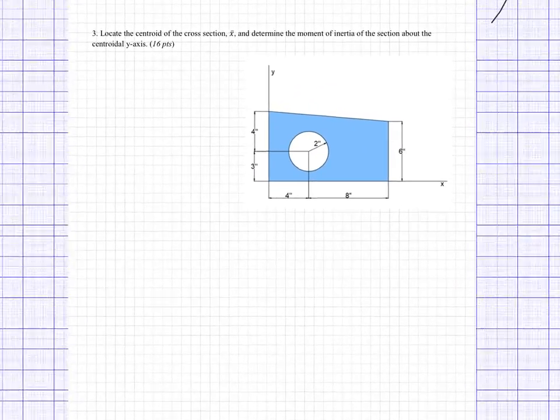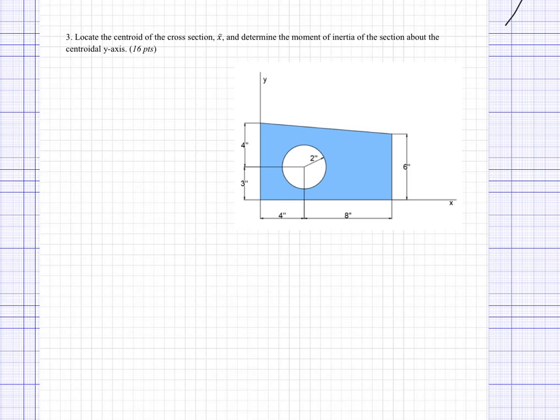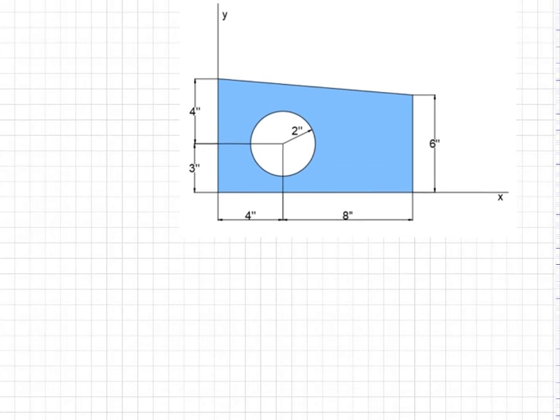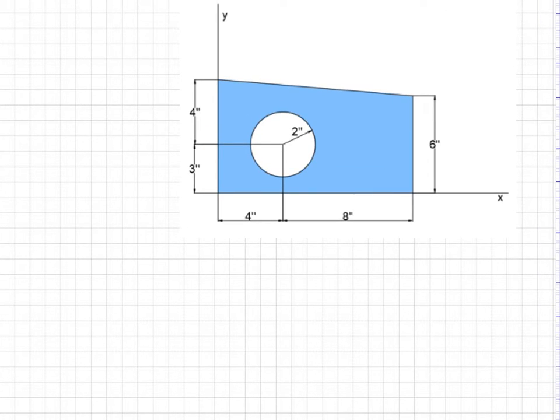Anyway. Okay, so number 3. This one's worth 16 points. Locate the centroid of the cross-section X bar and determine the moment of inertia of the section about the centroidal y-axis. Okay, so people broke this thing down in different ways, and I forgot that one of the things I would like to do here is tell you guys which shapes to do, because that makes my life easier for grading. I'm going to go ahead and do shape 1, shape 2, and this negative shape here.